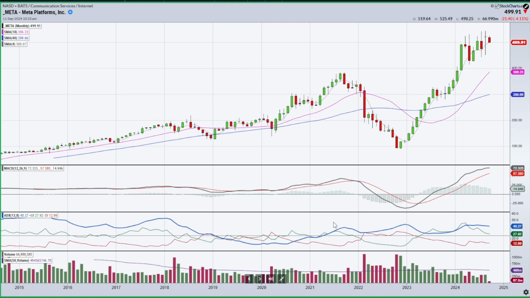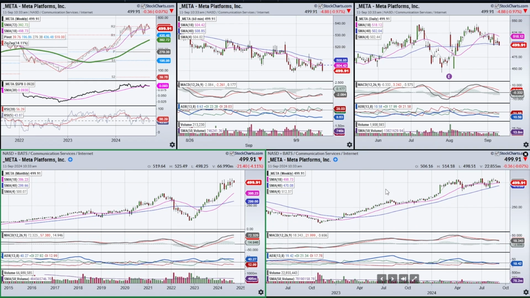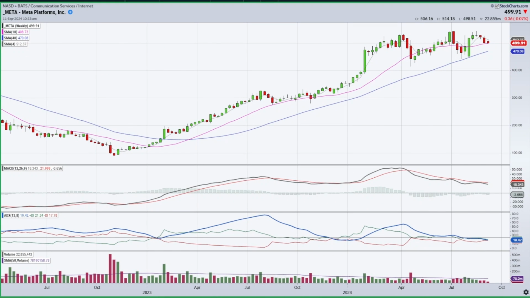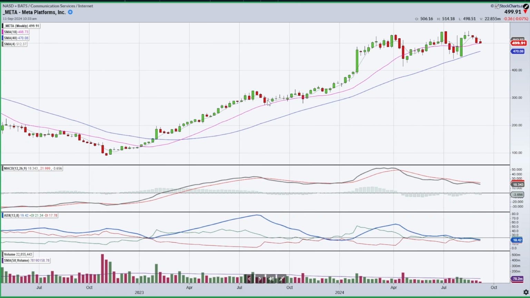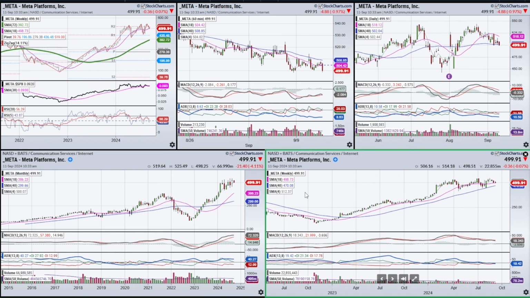It could be a topping pattern, but based on what's taken place here on the weekly chart, we have this consolidation pattern going sideways. MACD is working off the overbought condition while price is actually holding up pretty well. We don't see any real sign of selling. The red DI is staying below 25. Because of that, I would be more inclined to believe that this is a pause in an ongoing trend rather than a topping pattern. So that's my thesis.